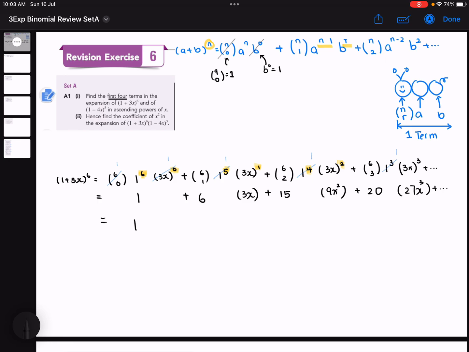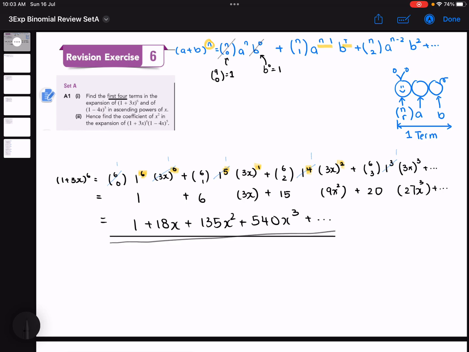I have a 1, 18, 15 times 9, 20 times 27. There, expansion complete.